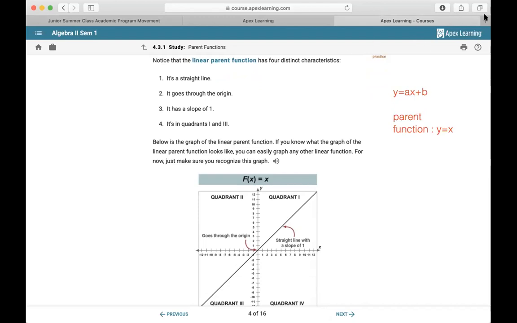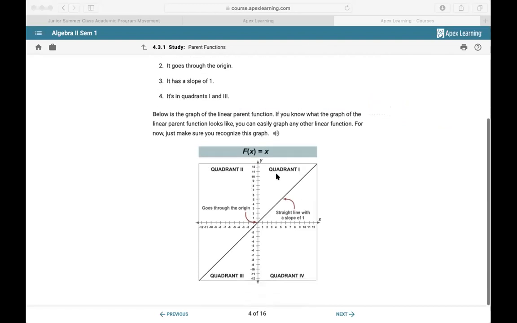Slope being our change in y over our change in x. So how high are we going versus how far are we going? Our vertical change versus our horizontal change. And it's in quadrants 1 and 3.